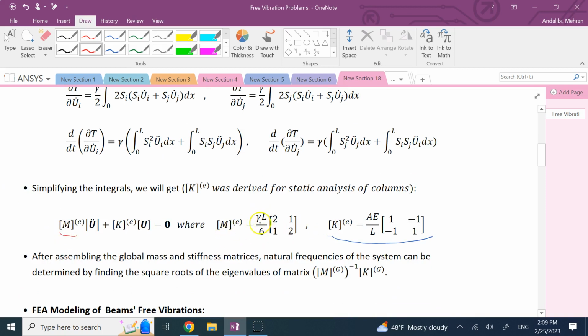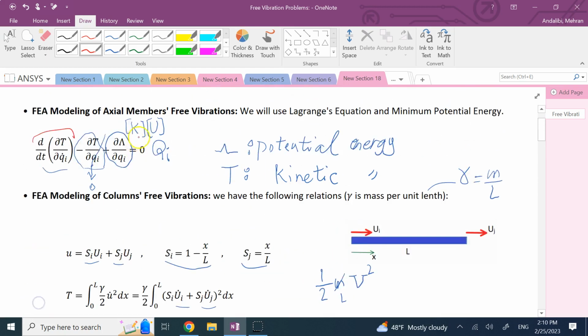And the mass matrix is going to be gamma L over 6 times the matrix [2, 1; 1, 2]. Okay, so this is your mass matrix. And your system is going to be reduced to this equation here, M u double dot plus K u equals 0, where Ku comes from this last term, and M u double dot comes from what? Comes from the first term. And as I said, the second term is 0, and Qi in this case is 0 because it's free vibrations.